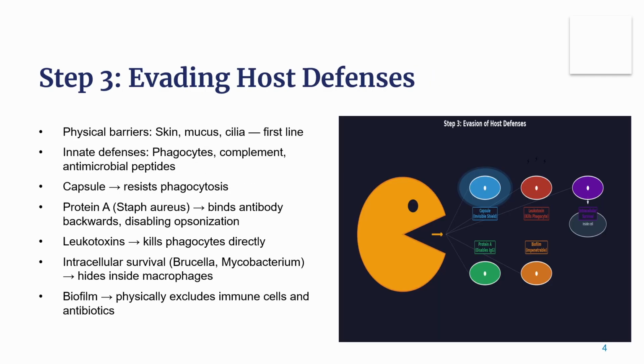The host immune system is genuinely remarkable at clearing bacteria, so pathogens have evolved a dazzling array of tricks to survive it. Some hide inside the very cells sent to kill them. Brucella and Mycobacterium are masters of this. They get swallowed by macrophages, then prevent the phagosome from fusing with the lysosome. The macrophage cannot digest them. They're living inside their would-be killer.